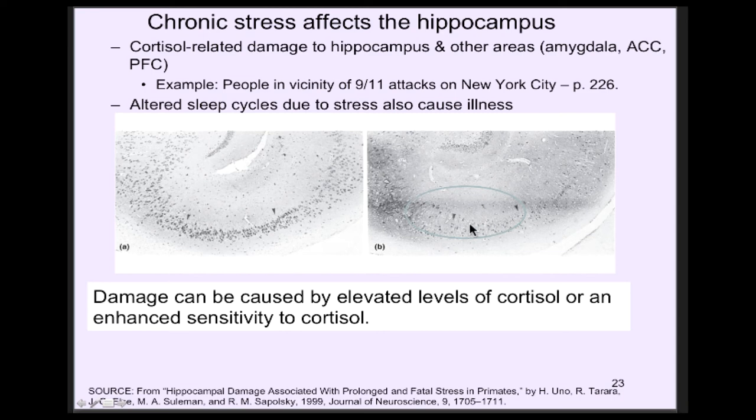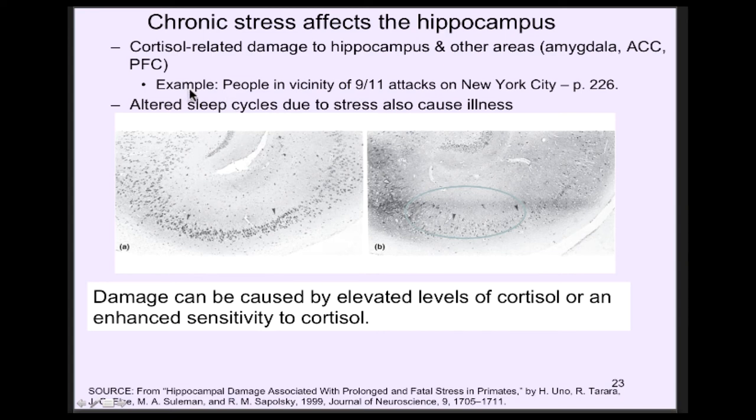The hippocampus is kind of an interesting structure. It's involved in learning and memory, but it's also a structure that continues to produce new neurons. And so stress, through cortisol, ends up reducing the number of new neurons in the hippocampus. And that is associated with depression in humans.